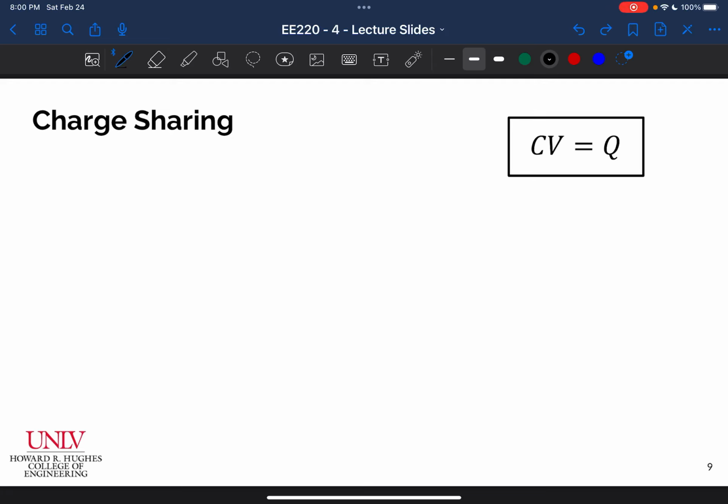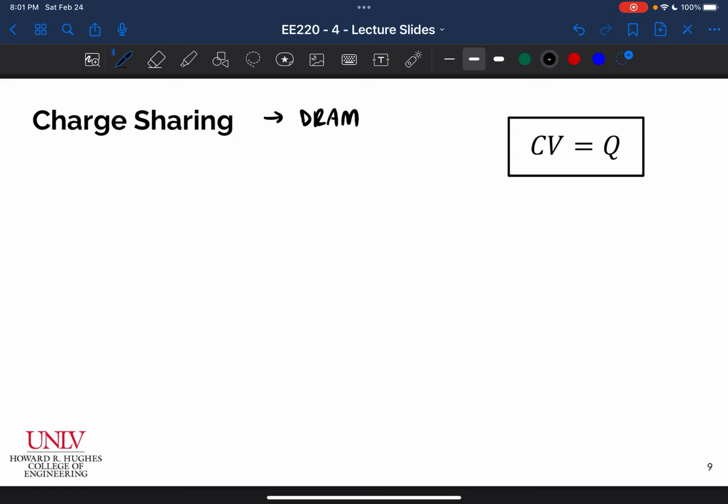All right, so in this video, I'm going to talk about charge sharing. Charge sharing is an interesting property of capacitors. It's used in memory for sensing the data that's stored in a memory cell, specifically in DRAM. I can get into that in another video at some point, potentially, if anyone's interested.